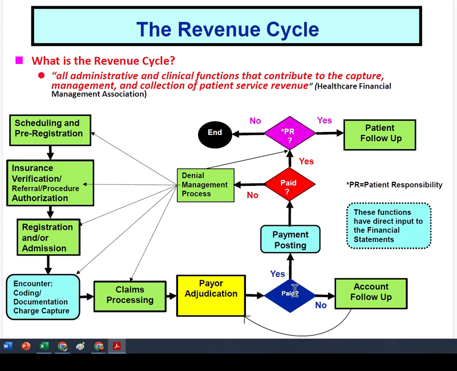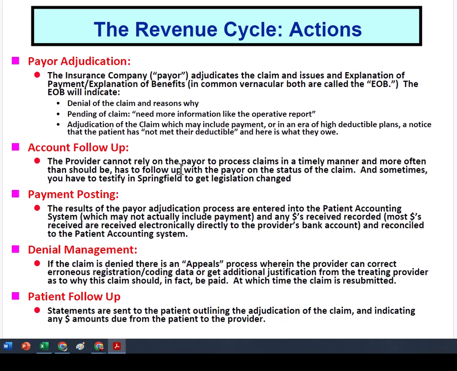This dark one, maybe it should say adjudicated. I think I'll change that in the actual notes. But let's say it has to go back to one of these other pieces to get whatever the issue is fixed and then resubmitted. And then let's say it does get paid and the patient owes some portion of the money. They haven't met their deductible. There's co-insurance. Okay, so that's kind of the revenue cycle in a nutshell.